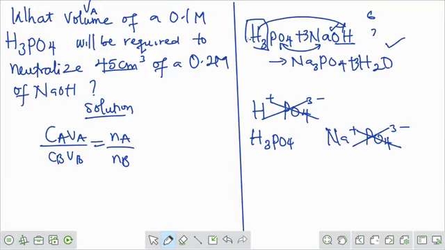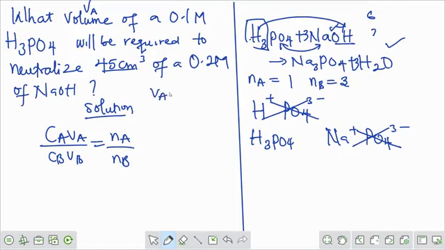Don't forget, I told you the coefficient of the acid will be our Na. So we write nothing in front of H3PO4, so that will be 1. But here we put 3 in front of the base, so our Nb now will be 3. I hope you understand. So let's now substitute into the equation.